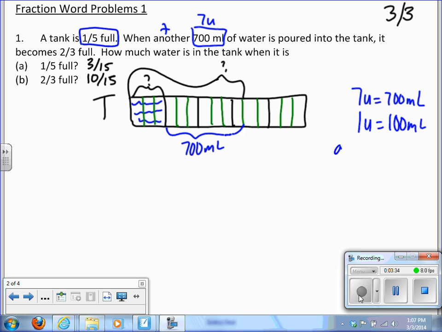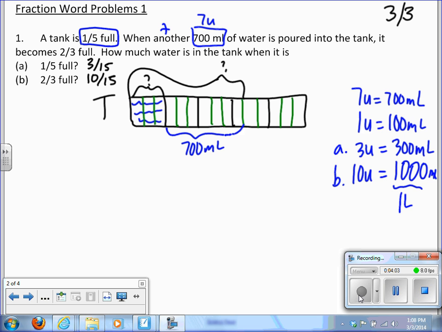What do I need to find out for A? How many units for letter A, Brian? 3 units, and they're 300 milliliters. Good. You want to keep going for B? Yeah, 10 units are 1,000 milliliters, or 1 liter. Okay, that's 1,000 milliliters, and we could call that 1 liter. Either answer is acceptable. Okay, good.